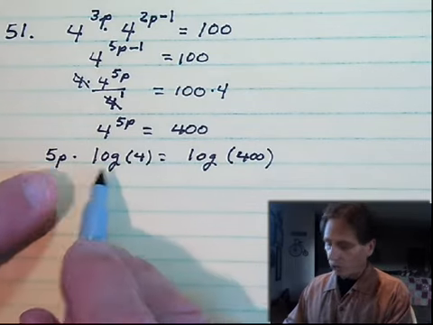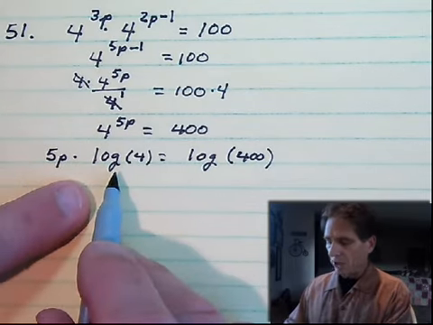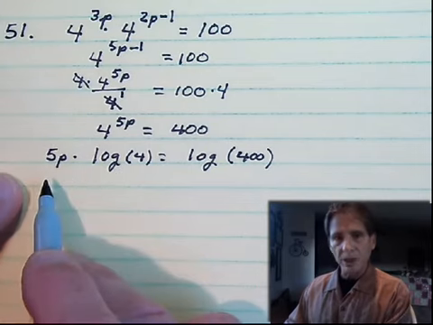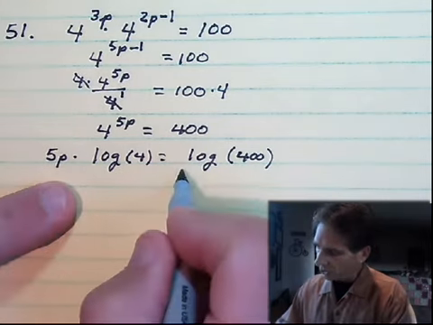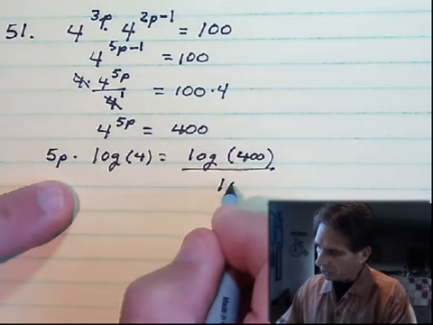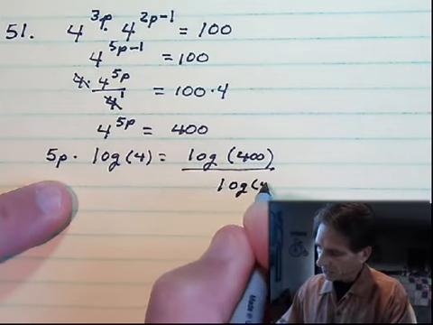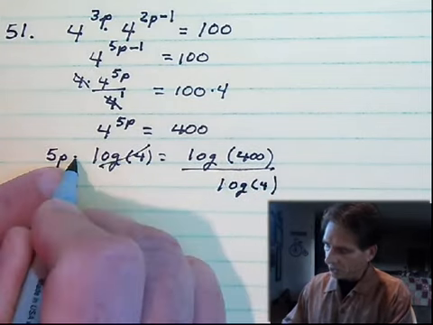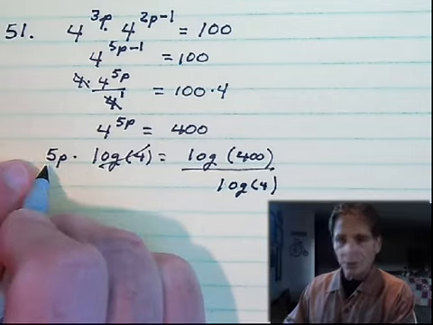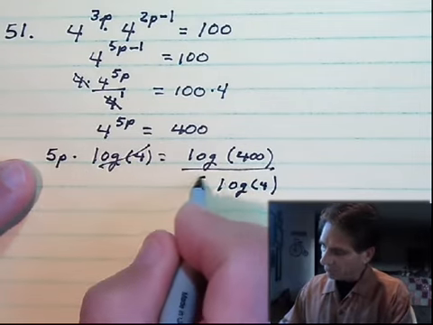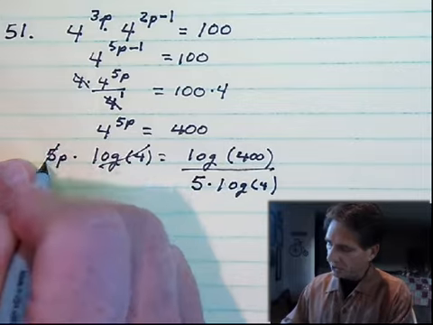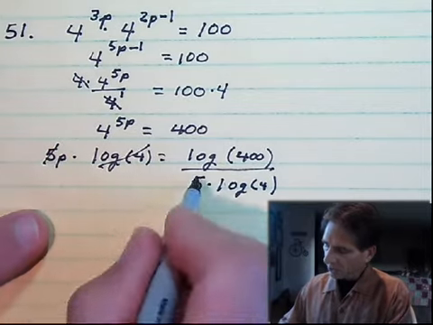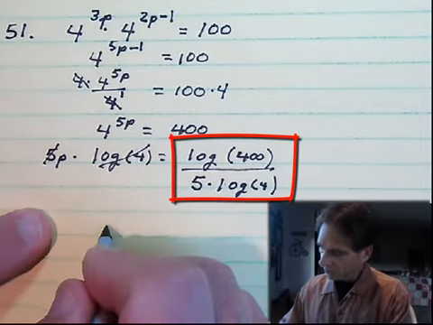Now we're solving for p, so we would divide by log of 4, and then we would divide by 5. Those are the inverse operations. So I would divide by the log 4, that's the inverse operation to multiplication. And since I'm multiplying by 5, I can divide both sides by 5, which simply puts that on the denominator. So p is equal to that.